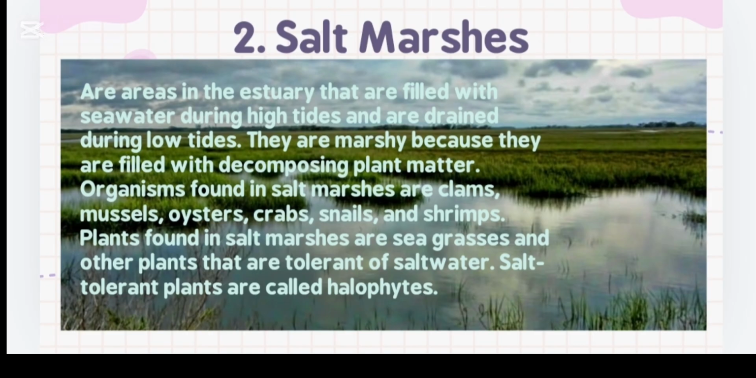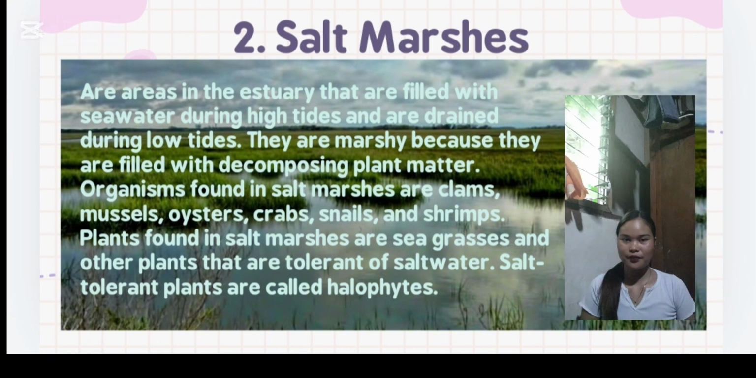The second one is salt marshes. Salt marshes are areas in the estuary that are filled with seawater during high tides and are drained during low tides. They are marshy because they are filled with decomposing plant matter. Organisms found in salt marshes are clams, mussels, oysters, crabs, snails, and shrimps. Plants found in salt marshes are sea grasses and other plants that are tolerant of salt water. Salt-tolerant plants are called halophytes.